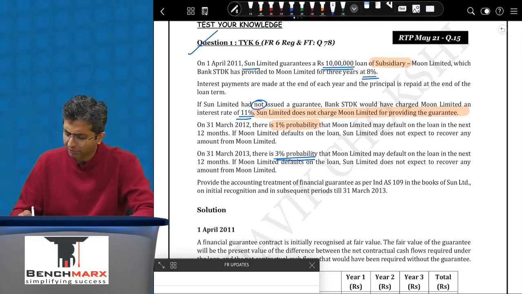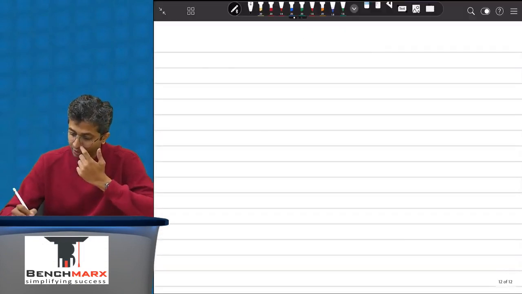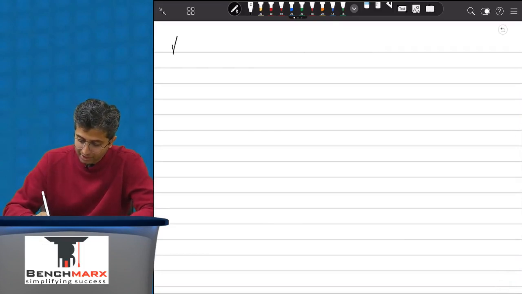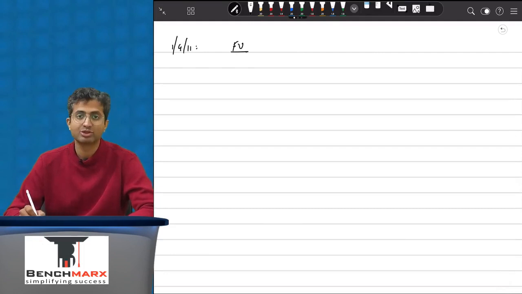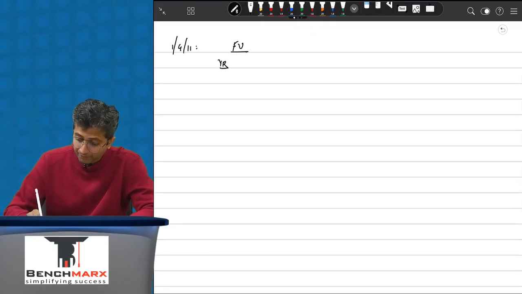Provide the accounting treatment for the financial guarantee as per Ind AS 109 in the books of Sun at initial recognition and subsequent periods till 31st March 2013. Okay, so guarantee is one of those items which is going to be accounted for using FVTPL. So on 1st of April 2011, if I were to find the fair value of the guarantee, that is based on the present value of the future cash flows. Because of the guarantee, had there been no guarantee, then the coupon at the rate of 11% would have been 1,10,000.